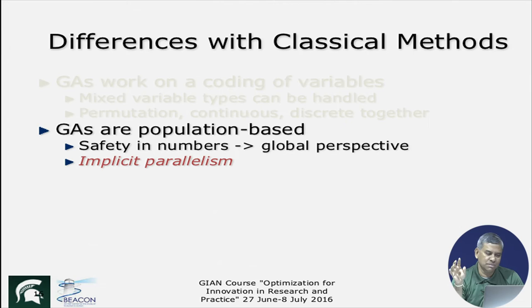The other is it's population-based, right? So there is no one point going to another point, a population moving to another set to another set. So it has a global perspective, right? Because there is safety in numbers, okay? And also, inside a GA, there is an implicit parallelism. Because the whole population is kind of moving together and you have this crossover and mutation that exchanges information between individuals of the population, you have an implicit parallel search. This was actually very nicely shown by John Holland in his 1975 book about the implicit parallelism.